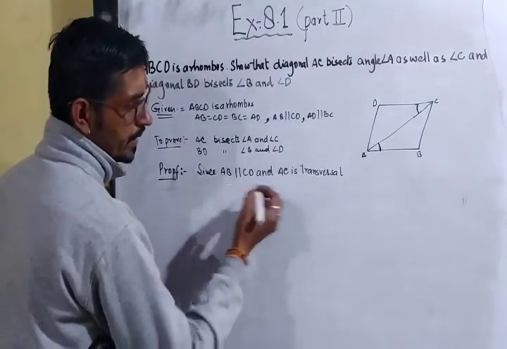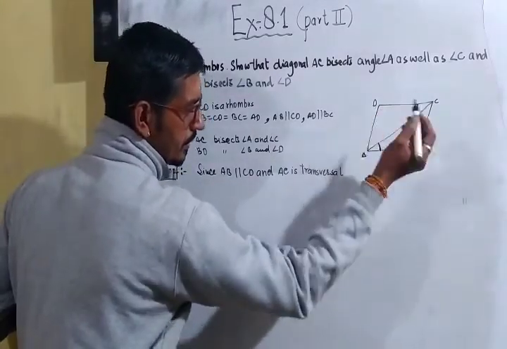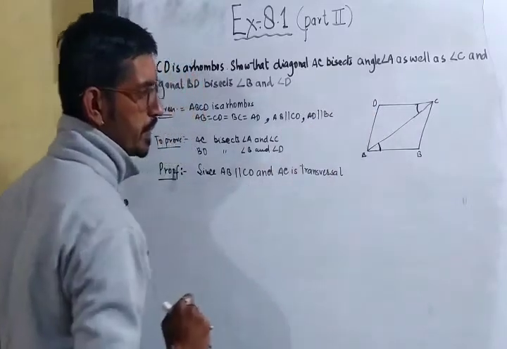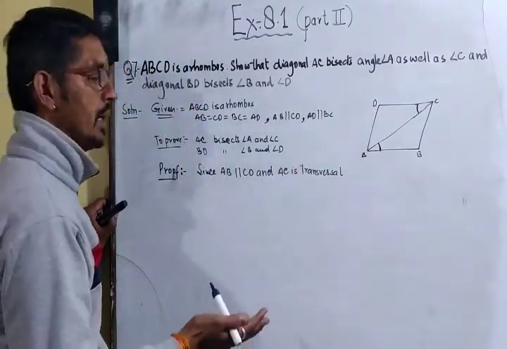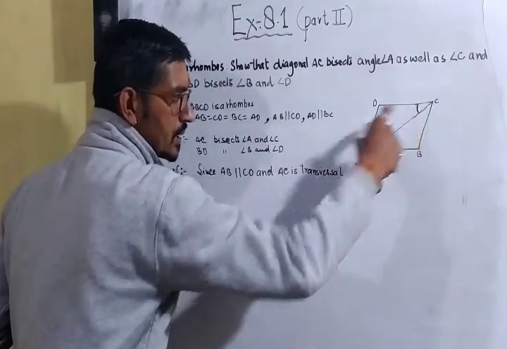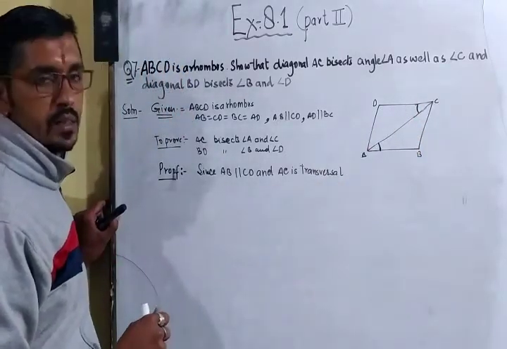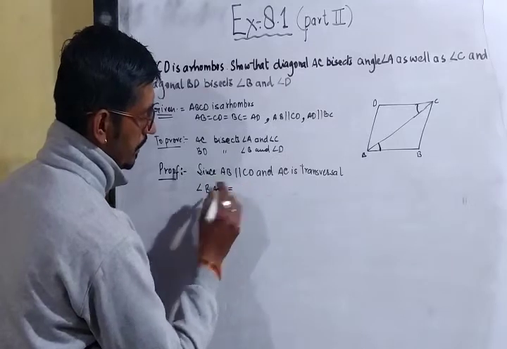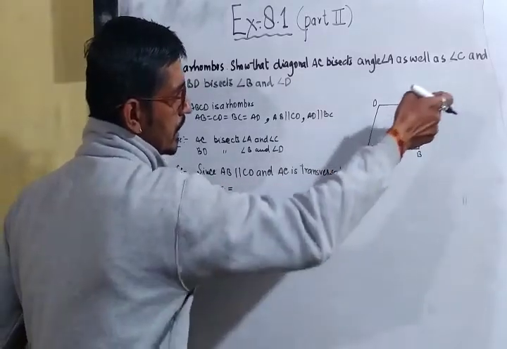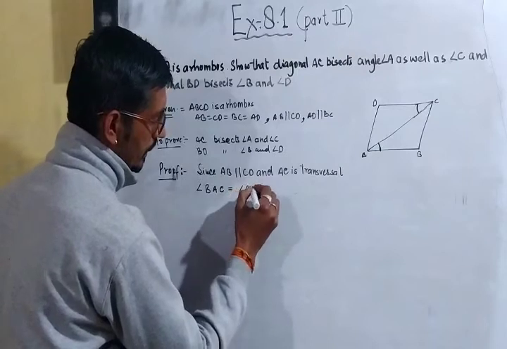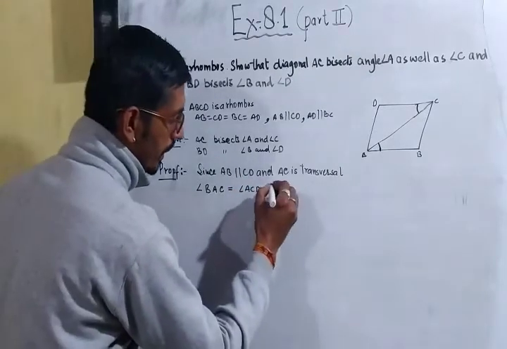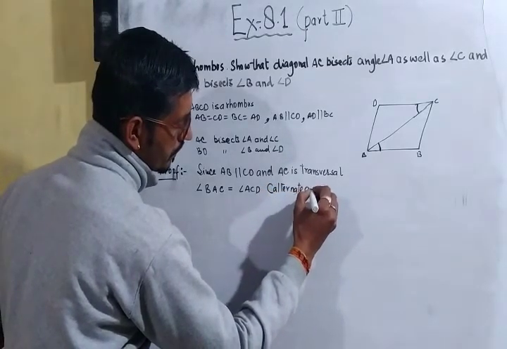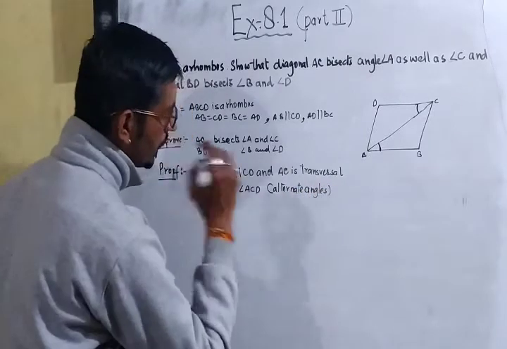So here I am writing it BAC. Here you can say that this is making a Z shape. And in previous classes you know that if lines are parallel to each other, these angles are known as alternate angles. So what we can say, angle BAC is equal to angle ACD. Okay, here we have the reason: alternate pair of angles. Okay, and this is equation number 1.